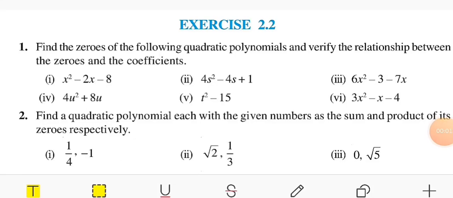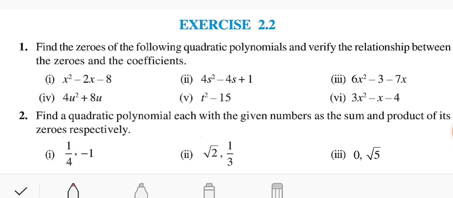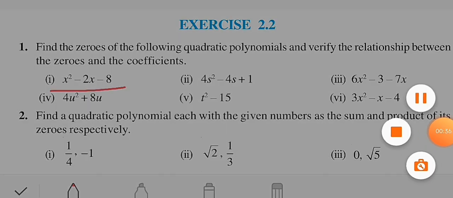Hello students, in today's class we are going to see some problems on relationship between zeros and its coefficients. Okay, let us see the first problem in exercise 2.2. x square minus 2x minus 8. This is a quadratic polynomial and we have to find out its zeros and also the relationship between the zeros and its coefficients. Okay, let us solve this problem now.